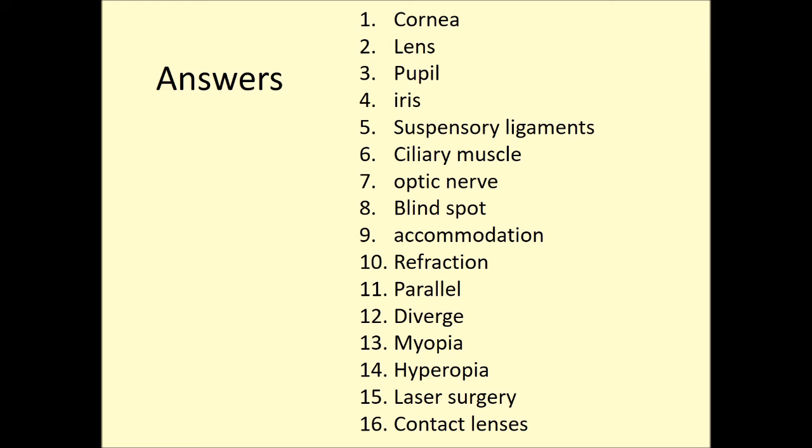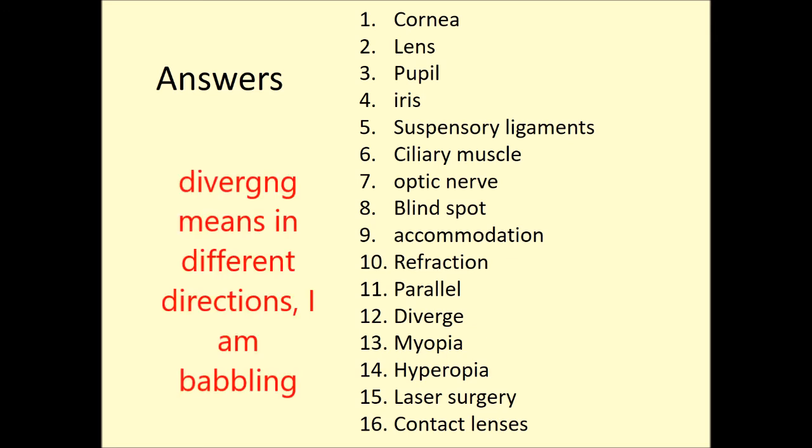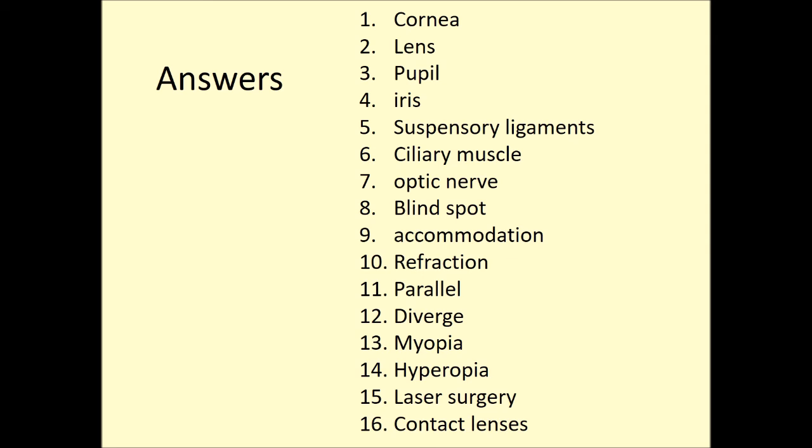Accommodation is how your lens changes shape to allow light to focus on your retina. Refraction is the bending of light through a different medium, and your lens does that to light. The word parallel means in a straight line, horizontal line. Diverge: we have diverging lenses and converging lenses. Diverge essentially means taking light in a different direction, away. Converging, diverging, so it's a good use of words. Myopia and hyperopia are the two types of eye defects that we're going to look at today. Laser surgery and contact lenses are both ways we can fix those.